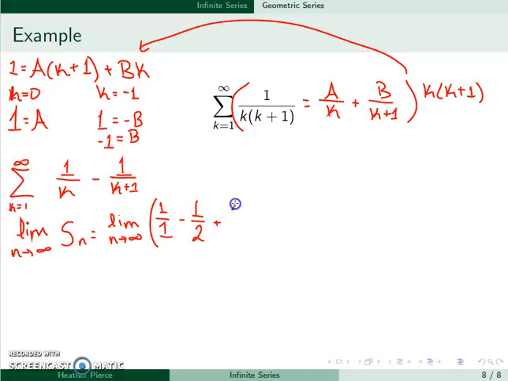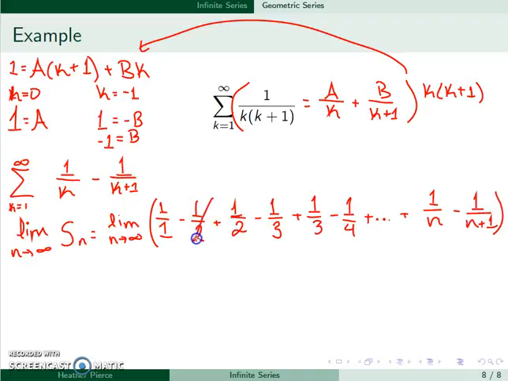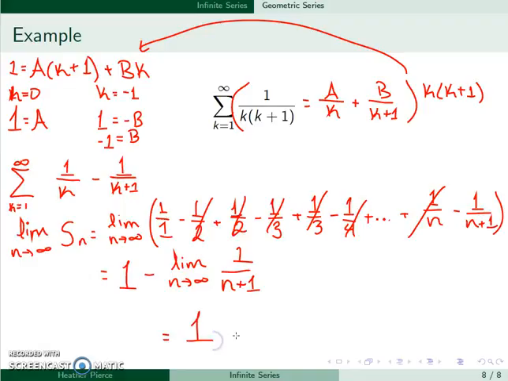If I stick in 2, 1 over 2 minus 1 over 3. If I stick in 3, 1 over 3 minus 1 over 4, etc., until I get to my nth term, 1 over n minus 1 over n plus 1. And once again, we have negative 1/2 plus 1/2, negative 1/3 plus 1/3, negative 1/4 plus 1/4. And we'll have all but two terms cancel, the first and then the last. So the limit as n goes to infinity of 1 over n plus 1 is 0. So this series is 1.